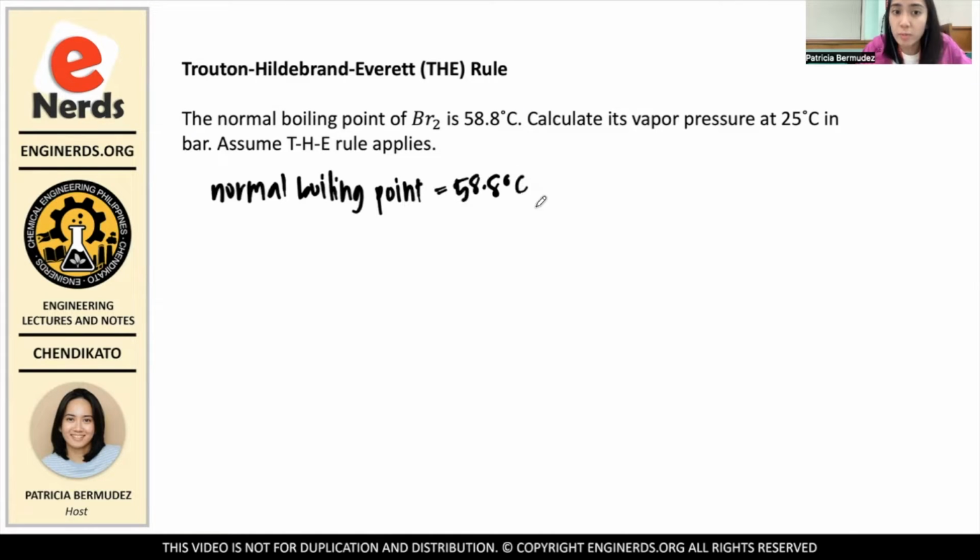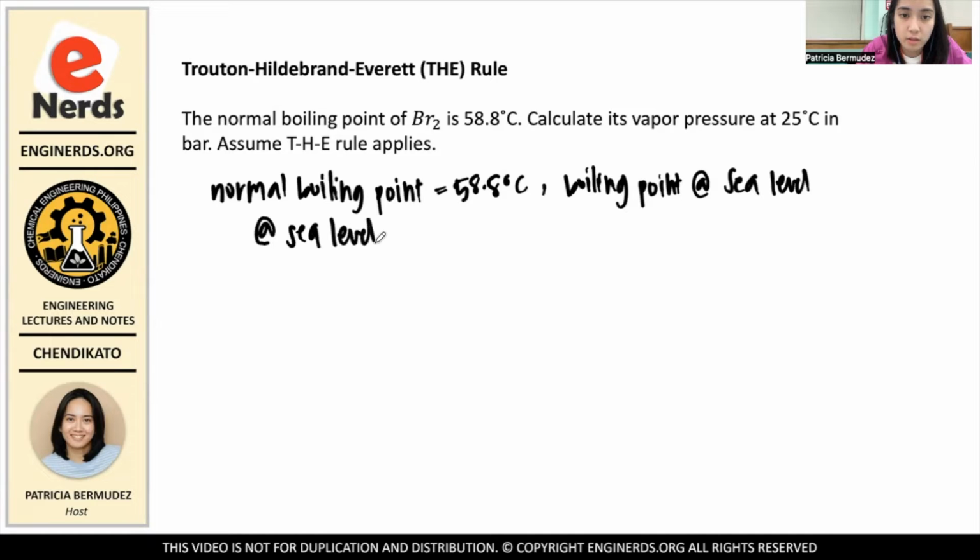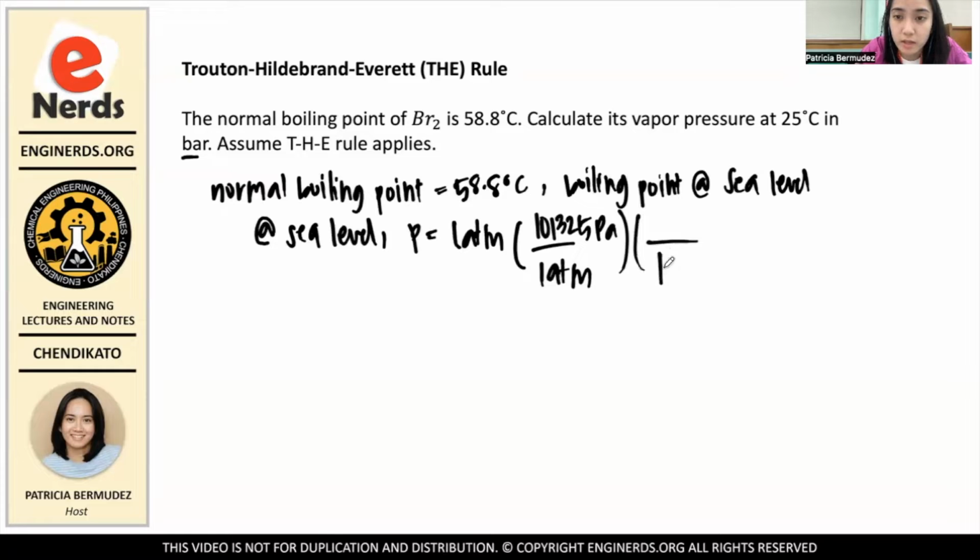And we know that when we're talking about the normal boiling point, it is the boiling point at sea level. And we know that at sea level, our pressure is equals to 1 atmosphere. But since the question is asking for the pressure in bar, we have to convert this pressure into bar as well para consistent yung units natin. Okay? And then we know here that 1 atmosphere is equals to 101,325 Pascal. Okay? And we know that 10 raised to 5 Pascal is equivalent to 1 bar.